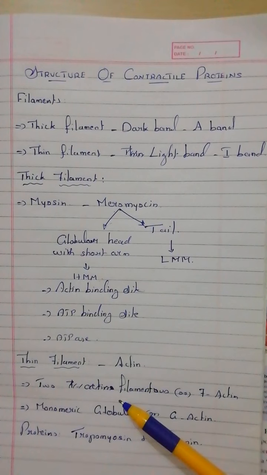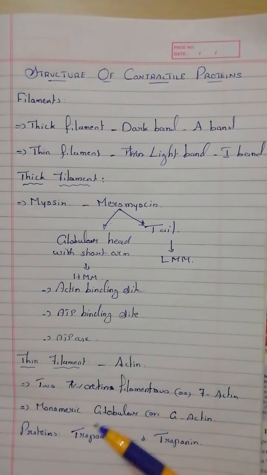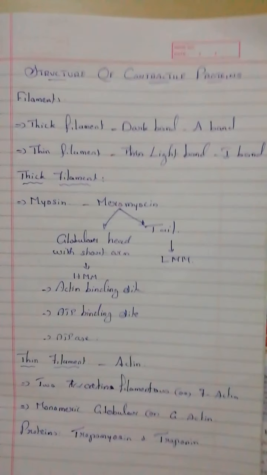So other than this, it consists of another two proteins that are known as tropomyosin as well as troponin. So these three proteins along with this actin, this tropomyosin as well as troponin, are also involved in the muscle contraction process, right? So now let us see the structure of this thin filament. Is it clear? Okay.